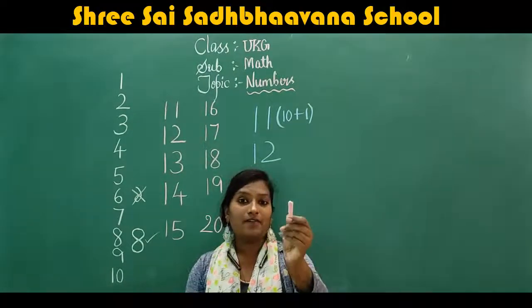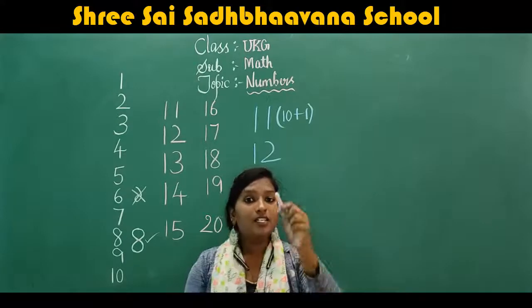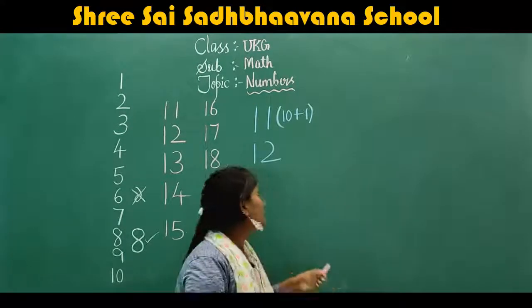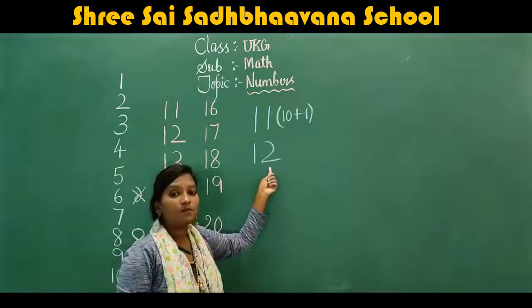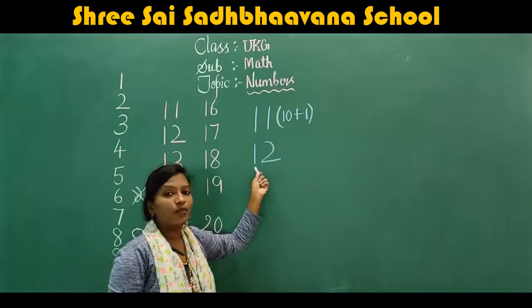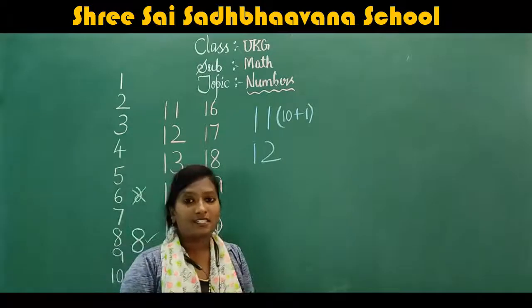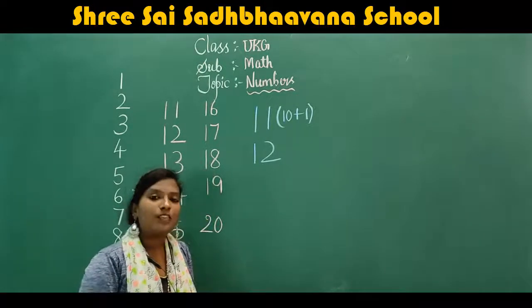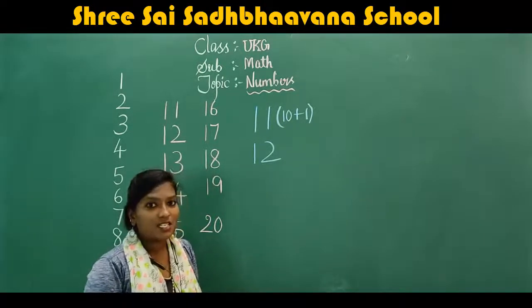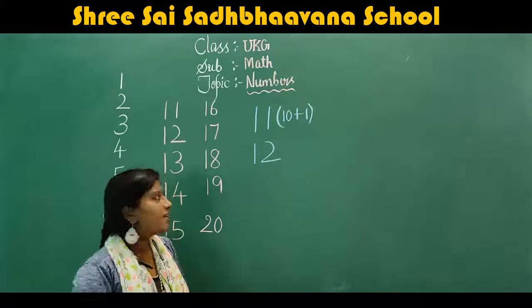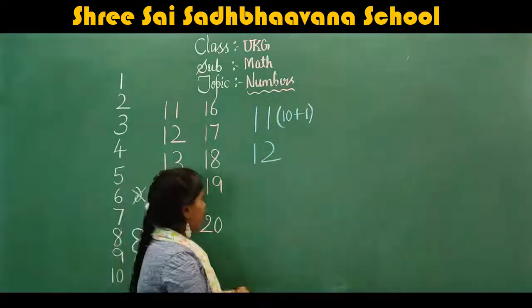10 plus 1 is 11 and 2 is 12. 1 and 2, 12. And next, how to write 13? Yes. 1, 3, 13. How to write 13?